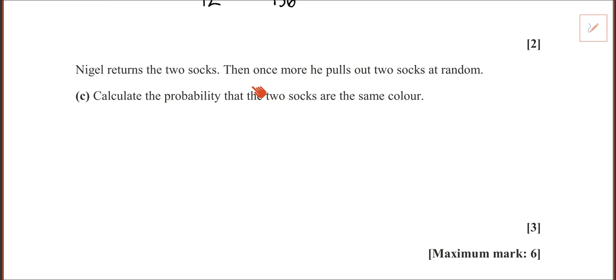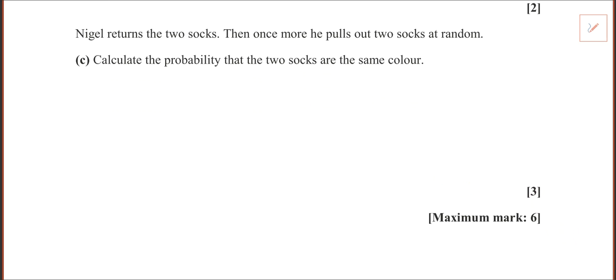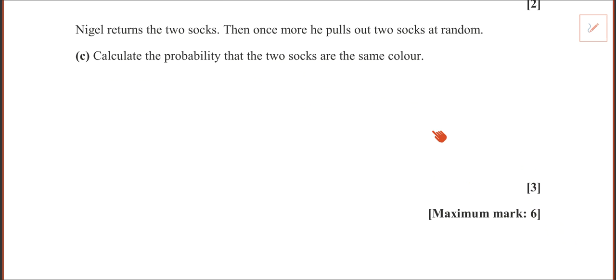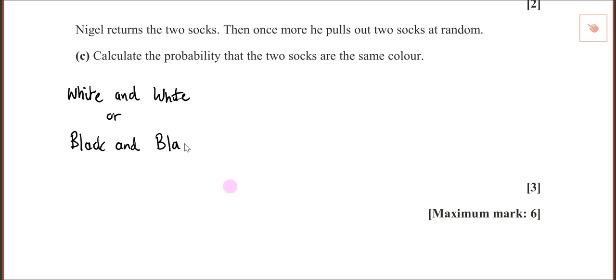Nigel then returns the 2 socks. Then once more he pulls out 2 socks at random. Calculate the probability that the 2 socks are the same colour. So we would say the options are, what was it? White and white, or black and black. Now, you wouldn't necessarily need to write all this. I'm just explaining. Or red and red.